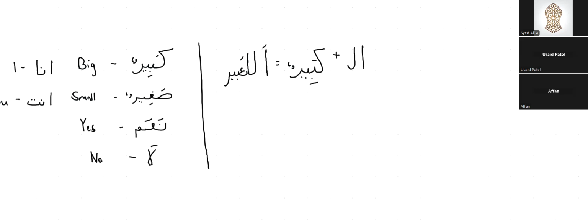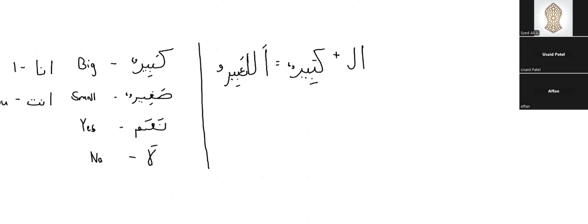Al-kabiru. Notice something here. If we add the word al to the tanween that we had before, the dammatain is now singular. It's just a damma. So it goes from kabirun to al-kabiru.